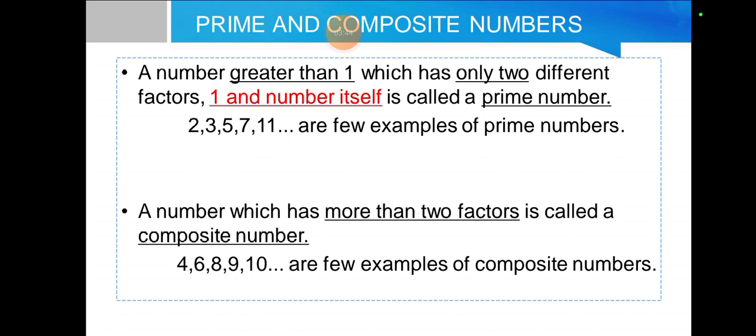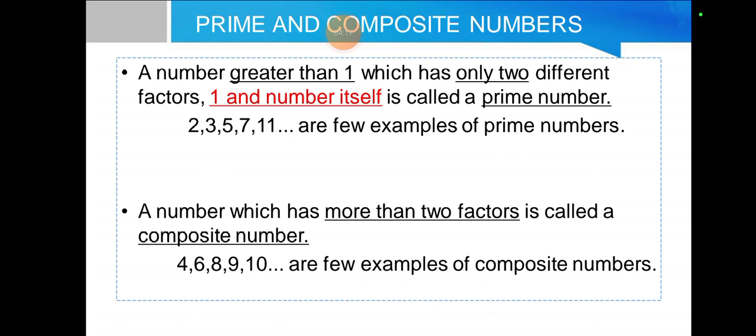For 2, it has only 2 factors: 1 2s are 2 and 2 1s are 2. Then for 3, 1 3s are 3 and 3 1s are 3. Then 5: 1 5s are 5 and 5 1s are 5. 1 multiplied by 7 equals 7, and 7 multiplied by 1 equals 7. 11 multiplied by 1 equals 11, and 1 multiplied by 11 equals 11.